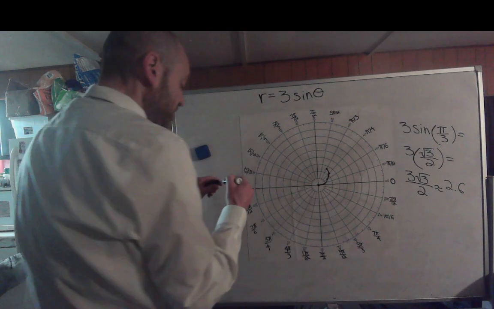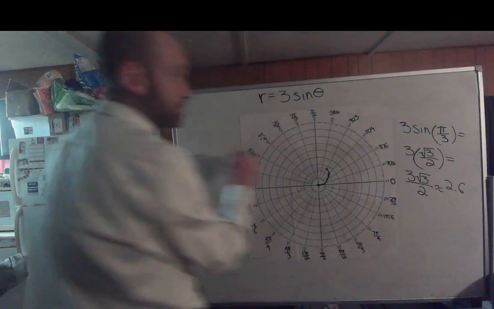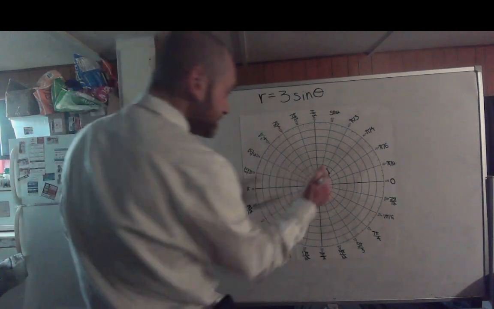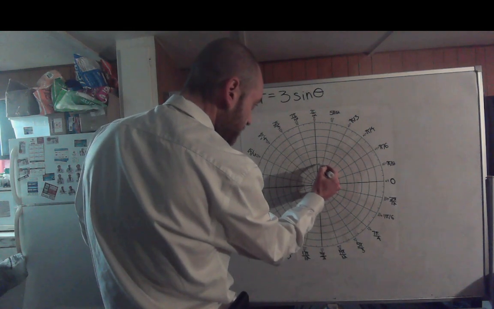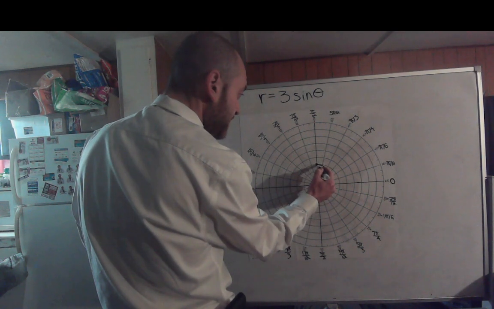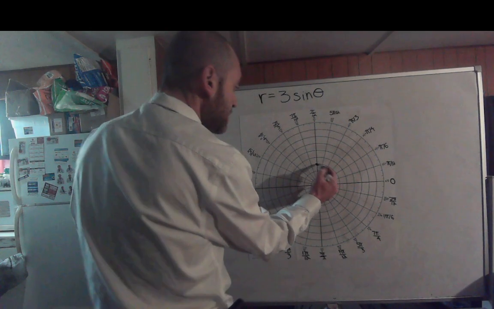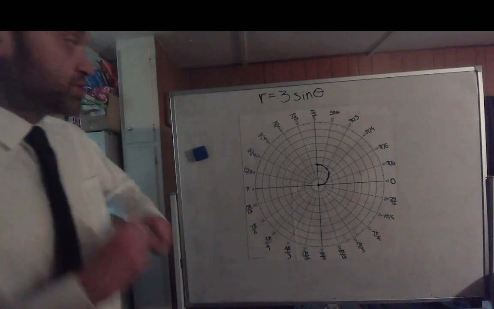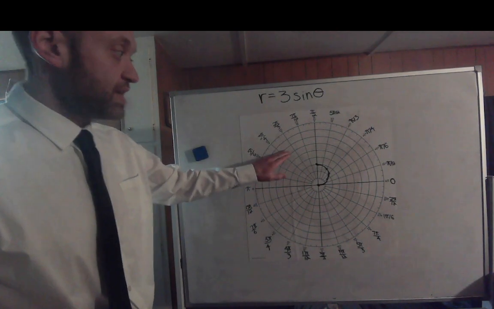And then the next special angle after that is pi over 2. Well, what's the sine of pi over 2? That's 1. 1 times 3 is 3. So I would be at radius 3 for pi over 2. We'll connect that dot. And then now let's go around to these angles in the second quadrant.